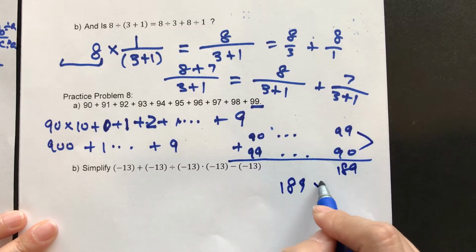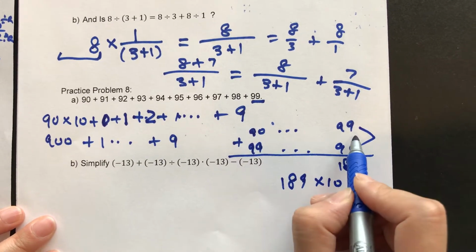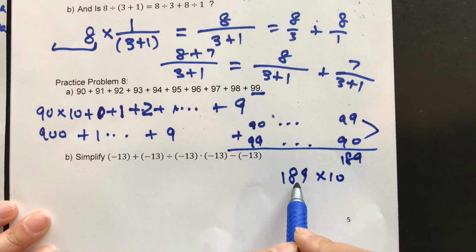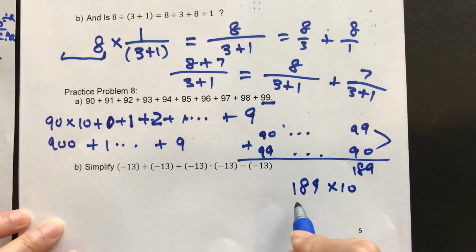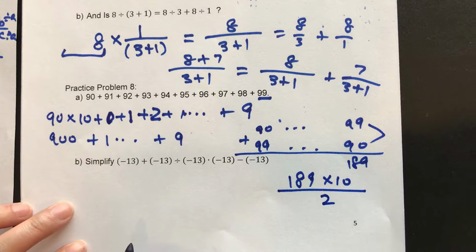And there are 10 numbers. But you add another sequence to the original sequence so that the addition now is twice as big as the original number. So this whole number divided by 2 would also give you the same answer.